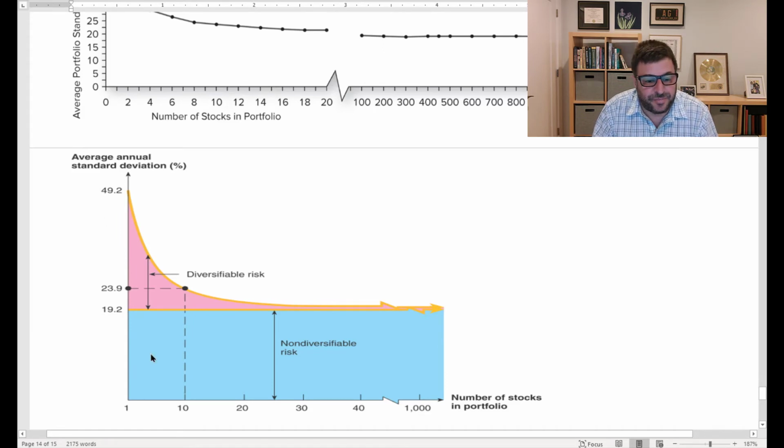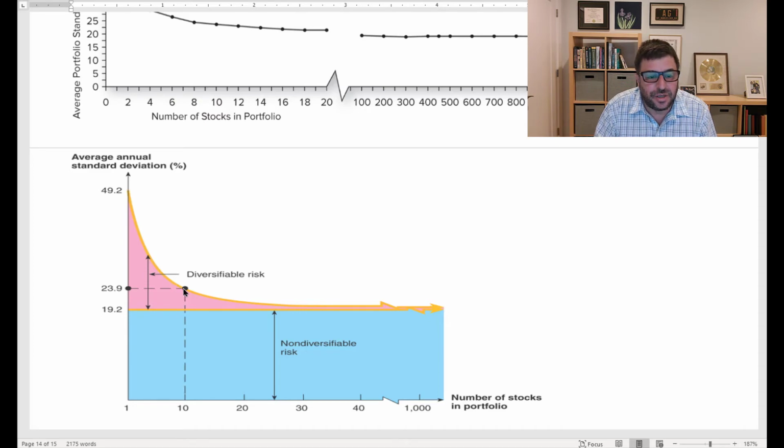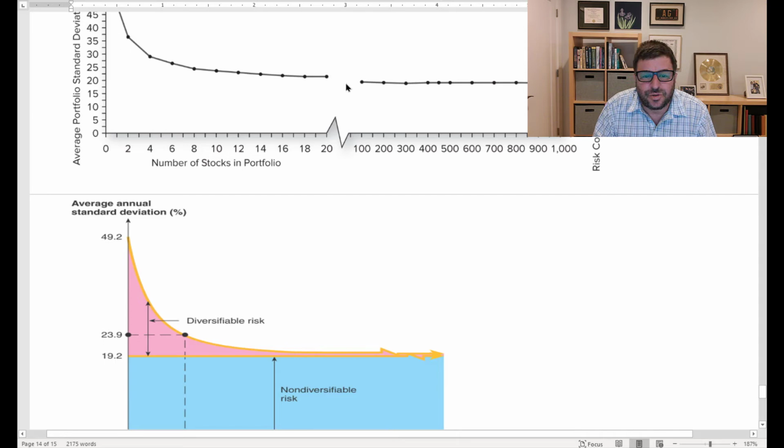Here's the idea: as I get to 10 stocks from 1 stock, I have a significant decrease in the portfolio risk just by holding 10 random stocks as opposed to a single random stock. As you get to 20, you have another fairly significant decrease, and as you get to 30, a little bit more of a decrease, but beyond 30, you don't get much of a decrease even at 1,000. There isn't much of a decrease between holding 30 random stocks and holding 1,000 random stocks.